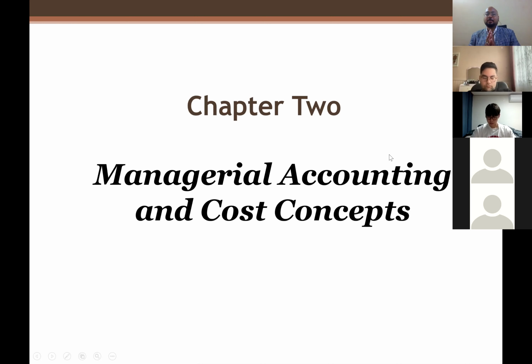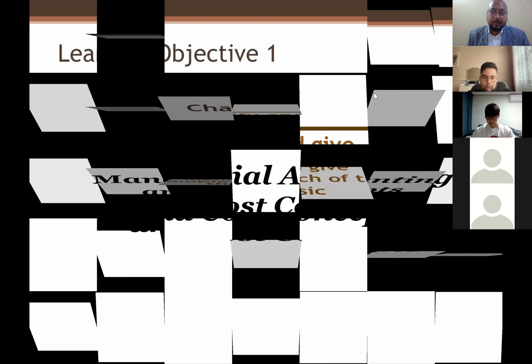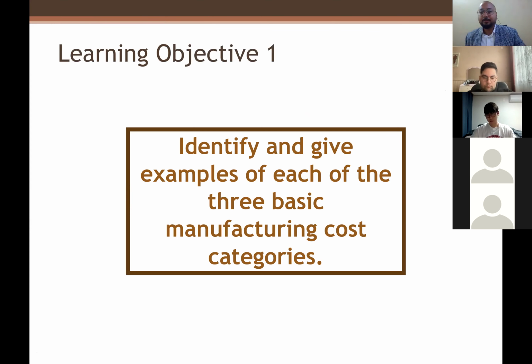Today we are starting chapter number 2, which is managerial accounting and cost concepts. Our first learning objective is to identify and give examples of each of the 3 basic manufacturing cost categories. So remember, this chapter is all about categorizing the costs.